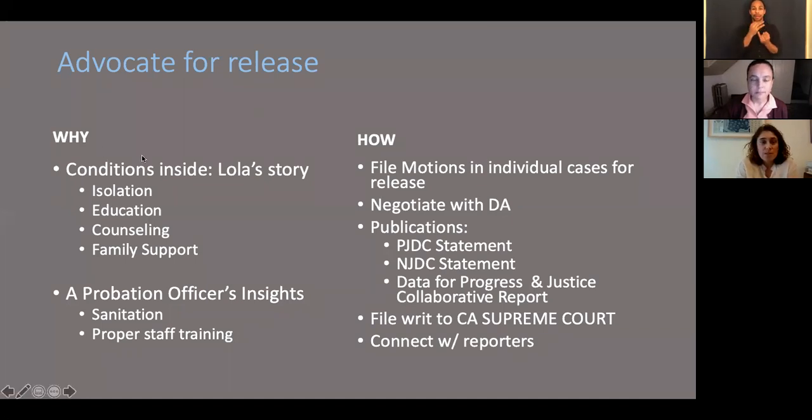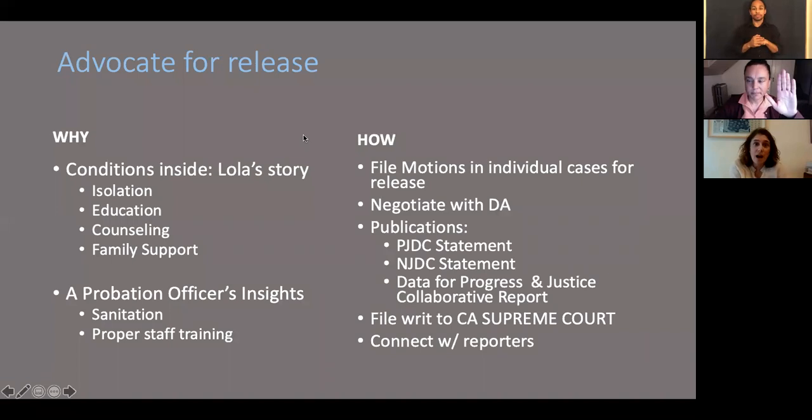One probation officer who was in the juvenile hall and was deployed there, not his regular rotation, called me to tell me about what he had concerns about. One concern he had was that it didn't seem like they were taking the proper sanitary precautions that they needed to, or staying 6 feet away from individuals. The other was that the staff was not properly trained, for instance, in CPR.